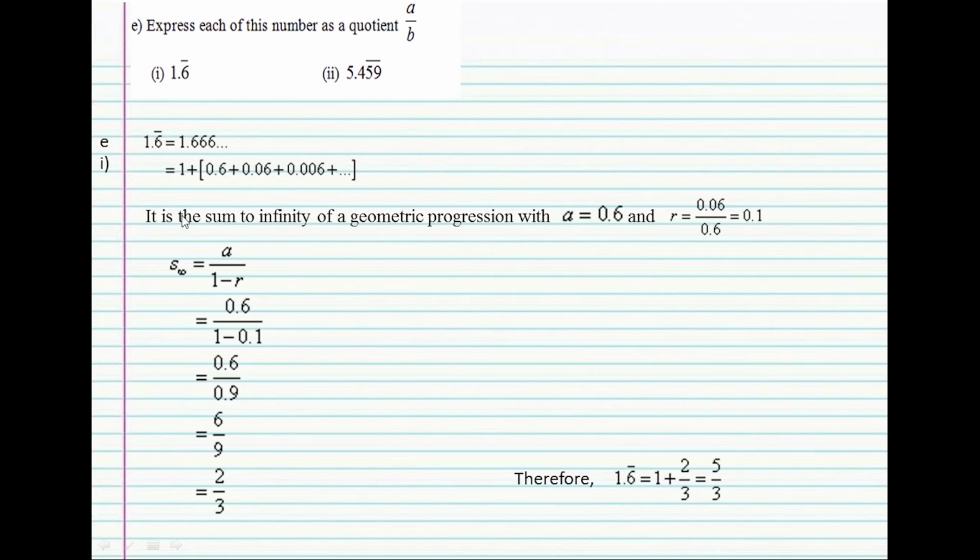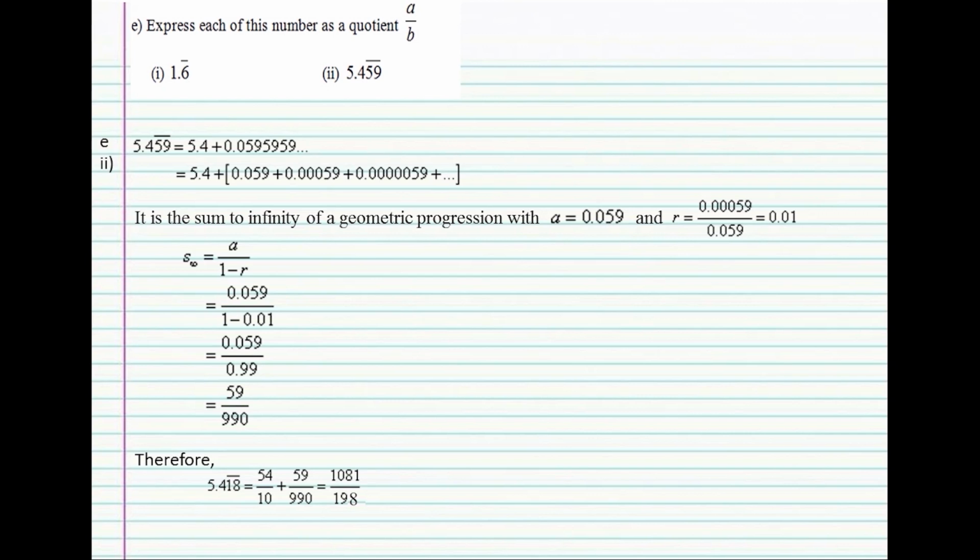So from the bracket here, we can see that the series is continuous, and then we can say that it will be the sum to infinity of a geometric progression with a equals 0.6 and the common ratio r equals 0.06 over 0.6. So we can get r equals 0.1. Since it is a sum to infinity, we use the formula a over 1 minus r, and substitute these two values, a equals 0.6 and r equals 0.1. We simplify the fraction, we will get 2/3. So the long decimal number in this bracket has been converted to the fraction 2/3. Therefore, 1.6666 equals 1 plus 2/3, which equals 5/3.